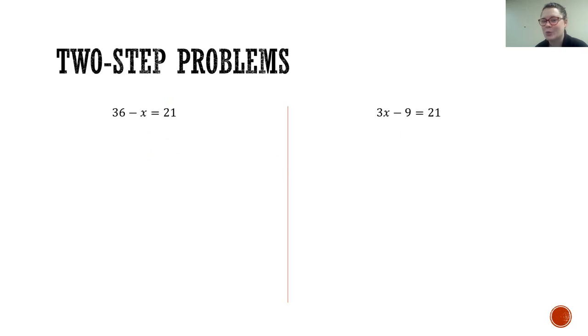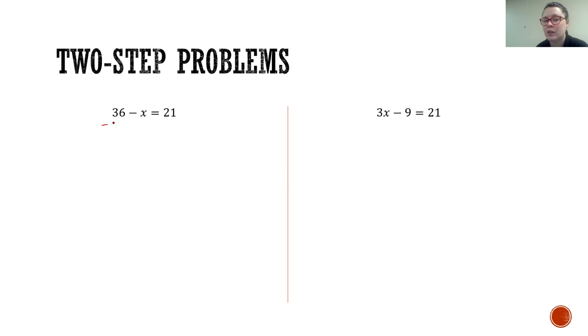I labeled these as 2-step questions, but I guess they're technically 1-step questions. We'll start over on this side. The question looks quite simple. It looks like a 1-step question, and it could potentially be, depending on how you look at it. So we have x, we want to solve for x. So we need to move this 36. Now it's 36 take away x. This 36 doesn't have a negative sign in front of it, so it would be considered a positive 36.